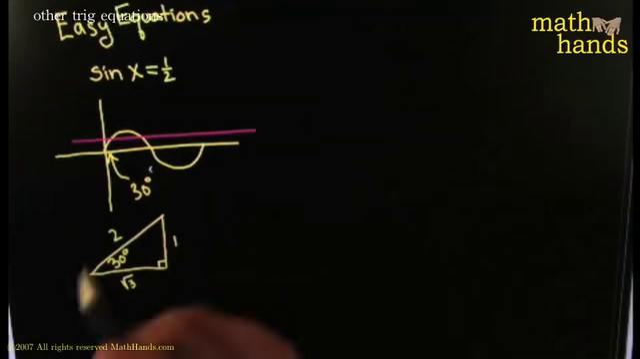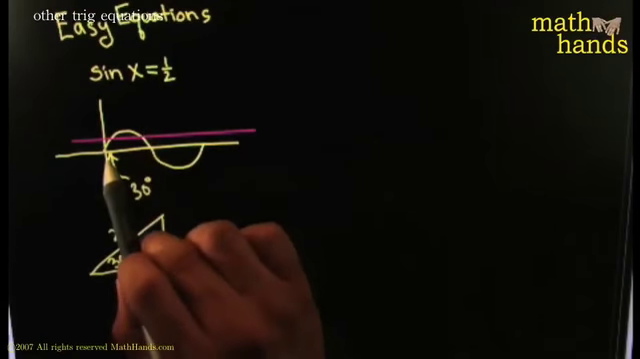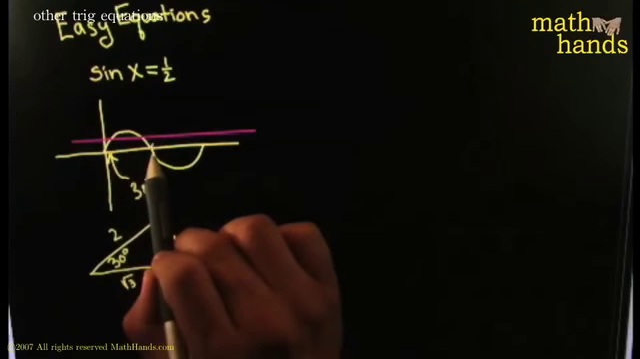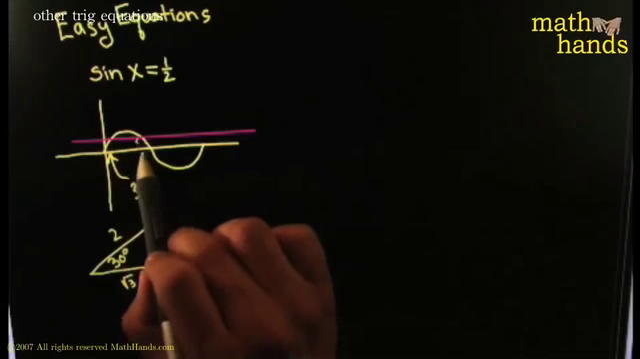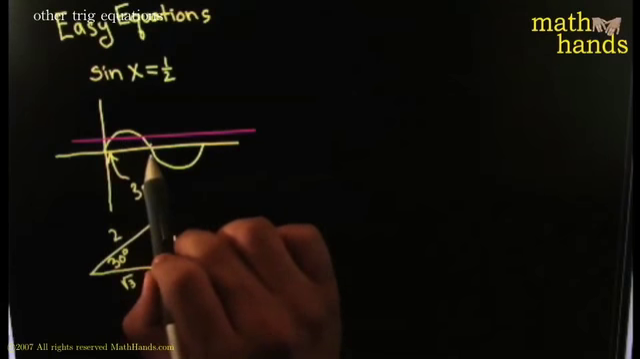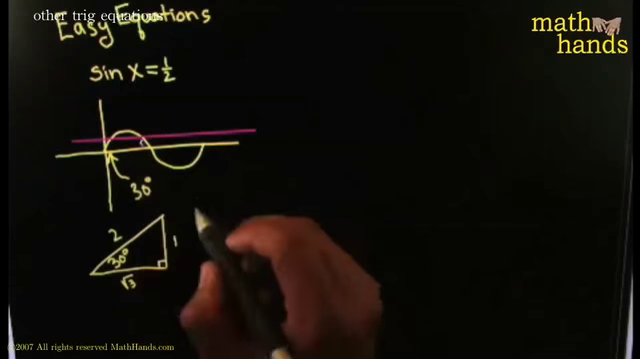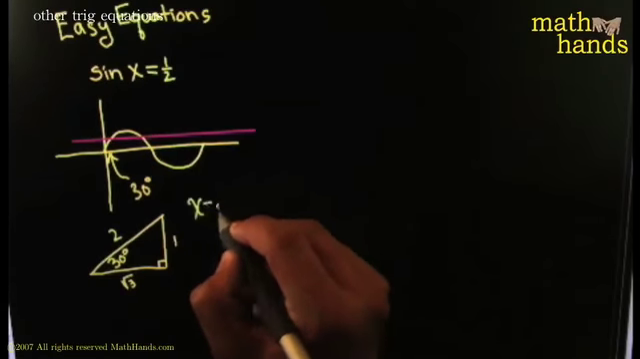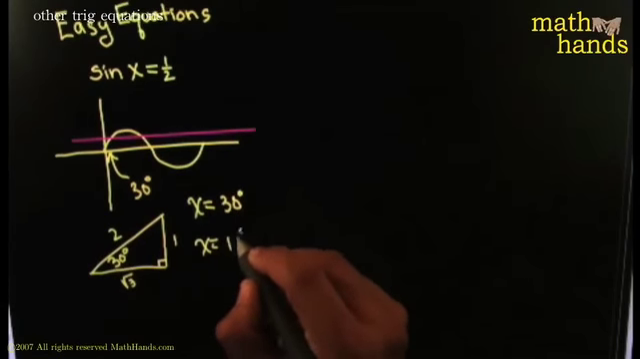And the hardest one is to get the first one. The other ones you can get by common sense. For example, you know this point is 0 degrees, you know that one is 180. And if this one is 30, that means that this distance must be 30 as well. So if you went to 150 and then came back 30 degrees, you'd be at 150. So here are your solutions. X equals 30 degrees or X equals 150.